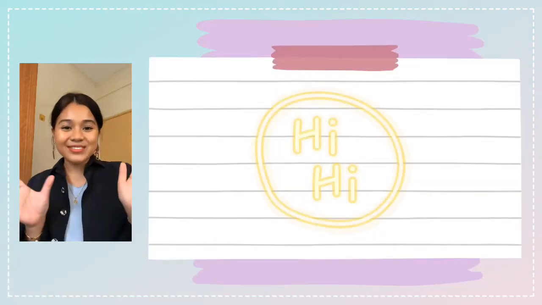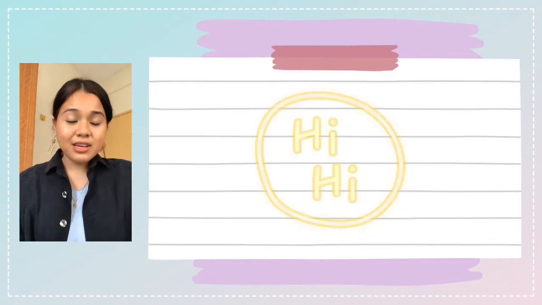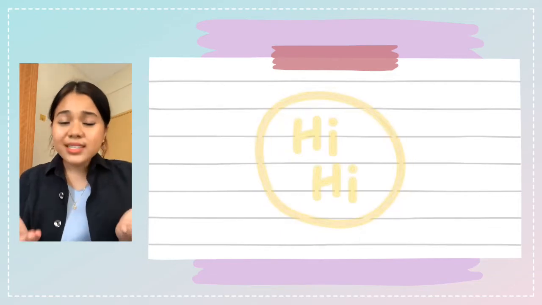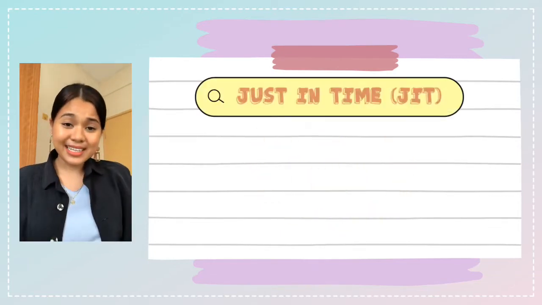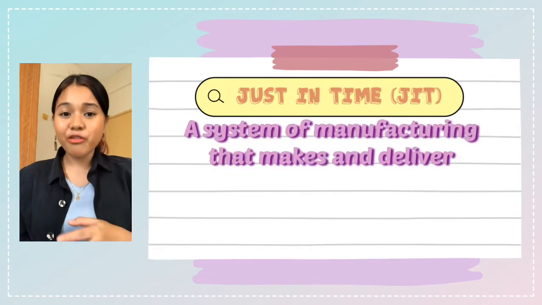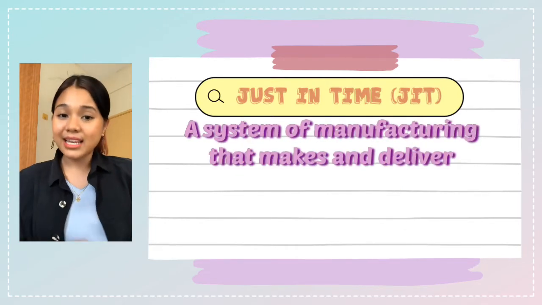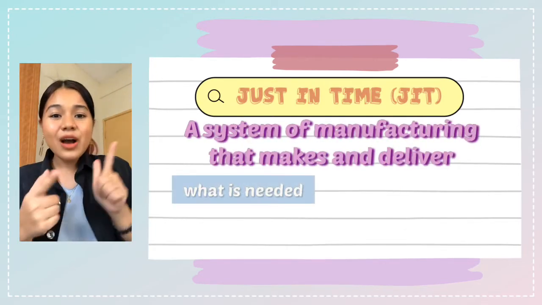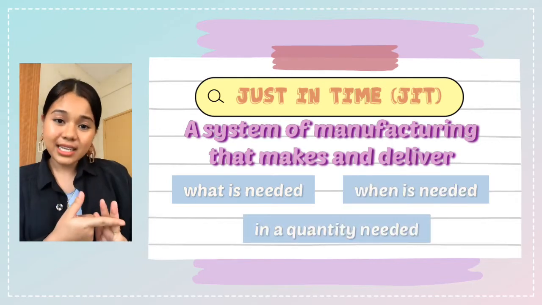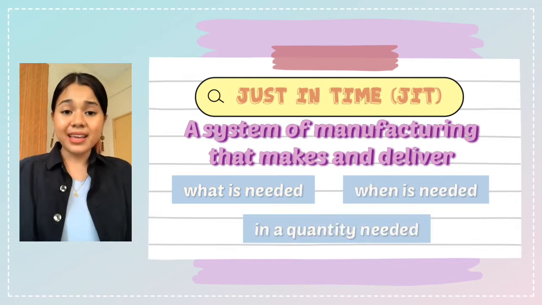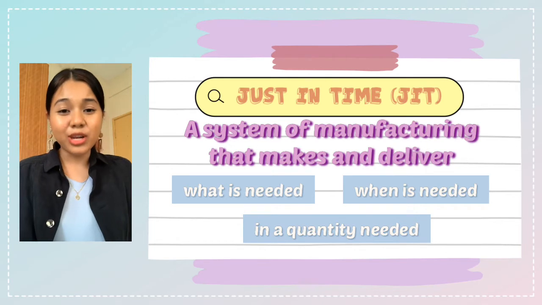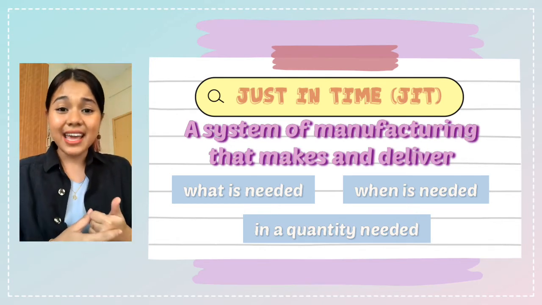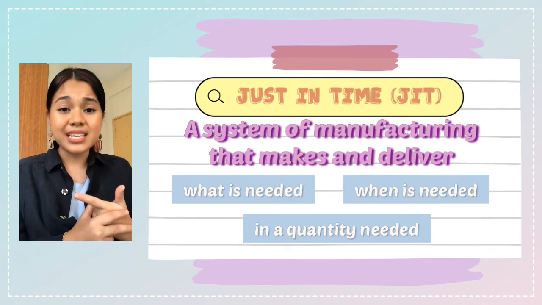Thank you, Ainiena. Hi everyone, I am Salwa. Before we go further, I just want to ask you guys, what exactly is just-in-time? So basically, just-in-time is a system of manufacturing that makes and delivers what is needed, when it is needed, and in the quantity needed. This means making the entire production system only work with what it needs and minimizing waiting time between each stage.